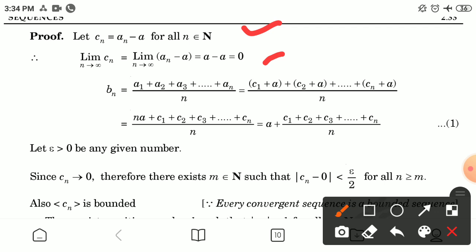b_n is equal to (a1 plus a2 plus a3 plus ... plus a_n) by n. Putting the values for a1, a2, a3, a_n here, we have (c1 plus a, c2 plus a, ..., c_n plus a) by n. Therefore this becomes (na plus c1 plus c2 plus c3 plus ... plus c_n) by n, or this becomes a plus (c1 plus c2 plus ... plus c_n) by n, marking this as number 1.